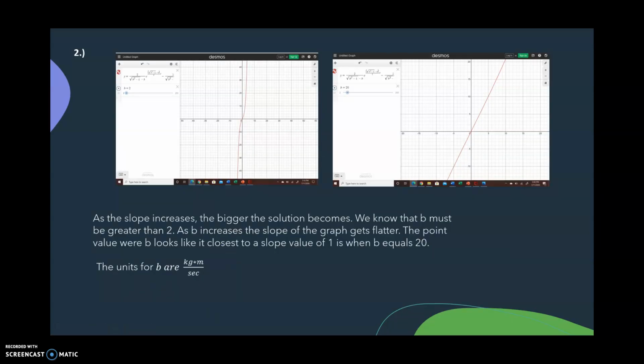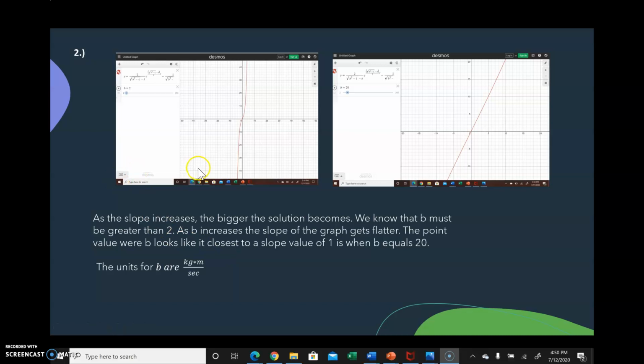Now when we plug that equation into Desmos, we'll be left with a graph that looks like this. As the slope increases, the bigger the solution becomes, and we know that b must be greater than 2. If b is less than 2, the graph won't exist. As b increases, the slope of the graph gets flatter. The value of b that looks like it's the closest to a slope value of 1 is when b equals 20, as in this graph here. And the units for b are kilograms times meters per second.